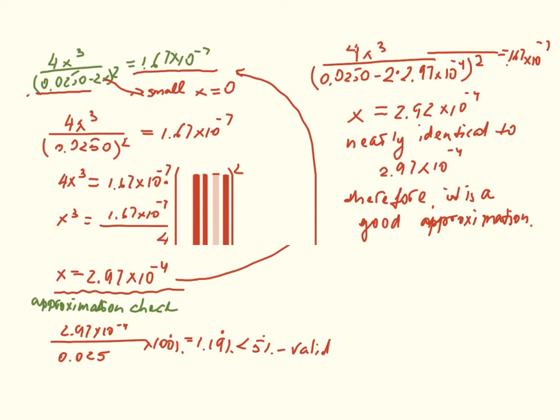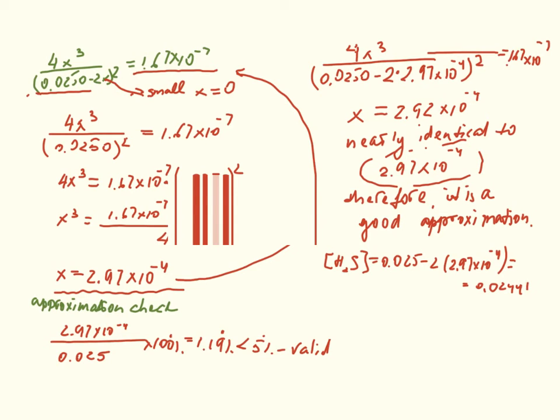Then we just need to continue and finish this problem with the change in concentration which we got, and then just the last step. The equilibrium concentration of hydrogen sulfide is going to be 0.025 minus 2 times 2.97 times 10 to the power negative 4, which equals 0.0244 molarity.